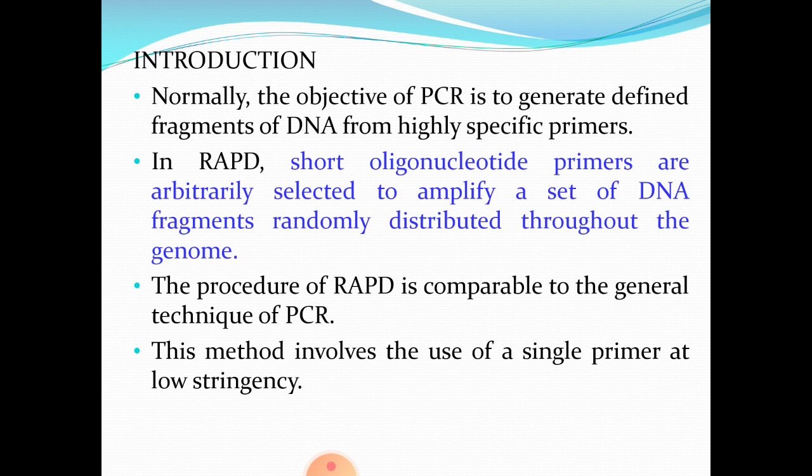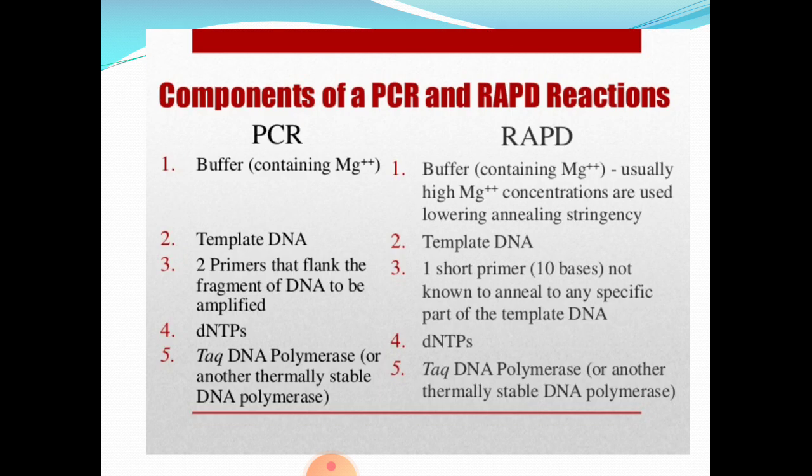So, here you make use of oligonucleotide primers which are arbitrarily selected to amplify a set of DNA fragments randomly distributed throughout the genome. Hence, RAPD is also called arbitrarily primed PCR. This is why it is called APPCR. But the overall procedure in RAPD is comparable to the general technique of PCR. This method involves the use of a single primer at low stringency. Okay, let's see what exactly happens.